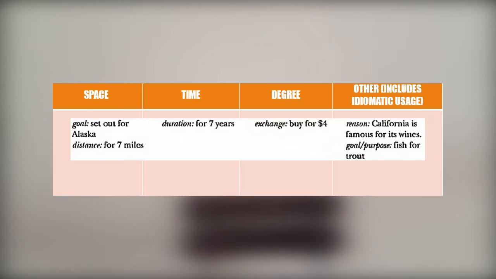For. The goal of the object, set out for Alaska. For 7 miles, which indicates distance. For 7 years, which is the duration of time. Buy for $4, which is the exchange. California is famous for its wines, which is the reason, and the purpose is fish for trout.